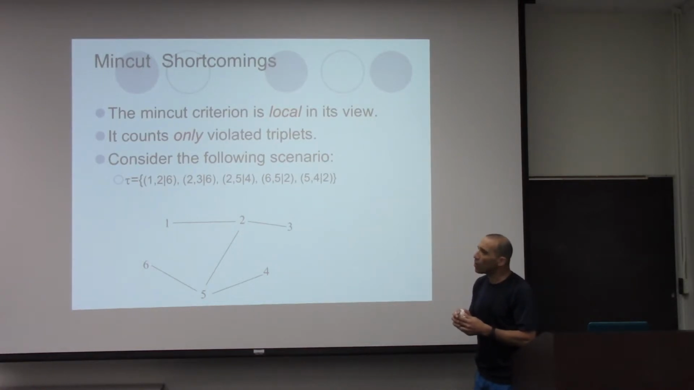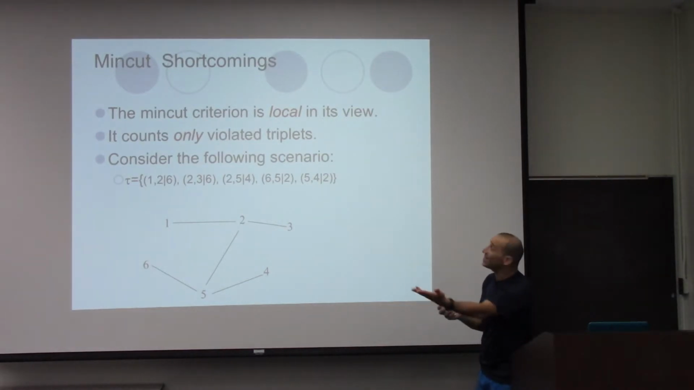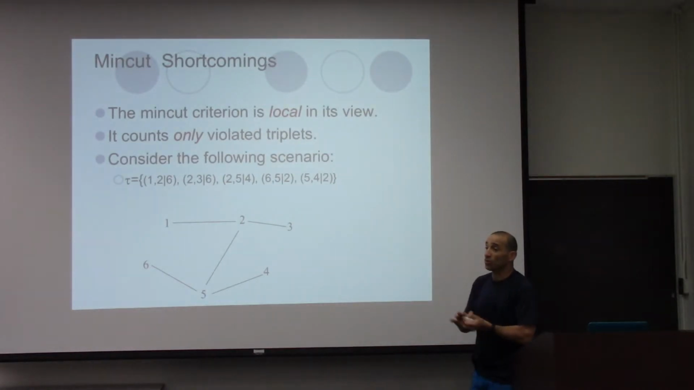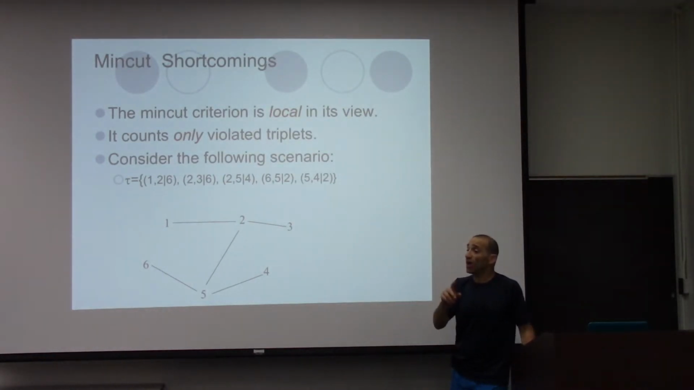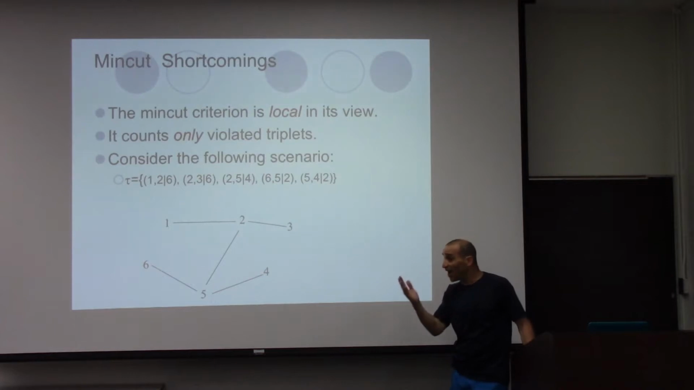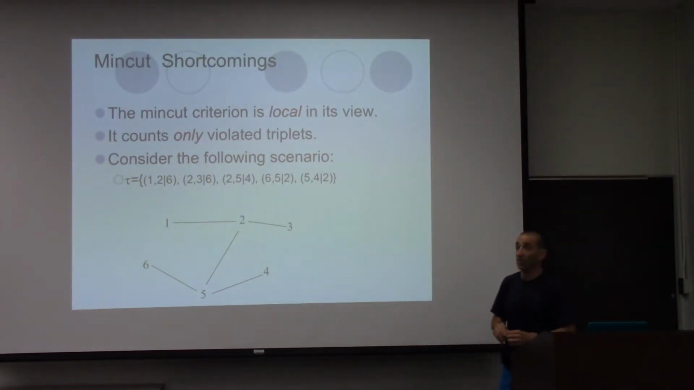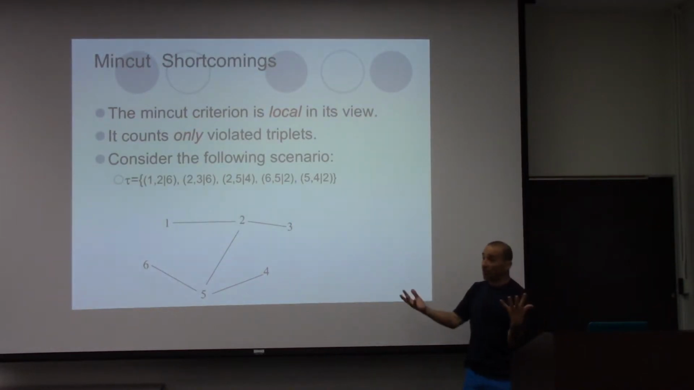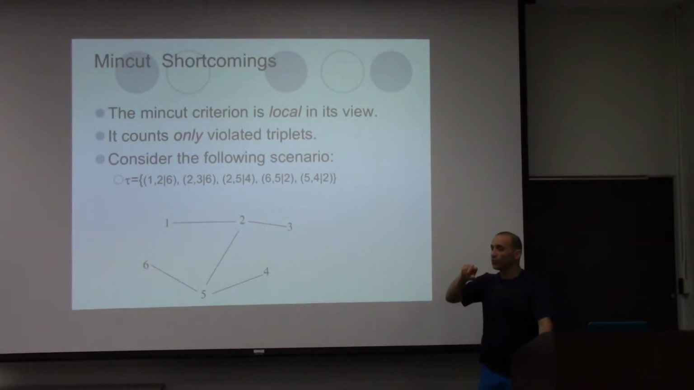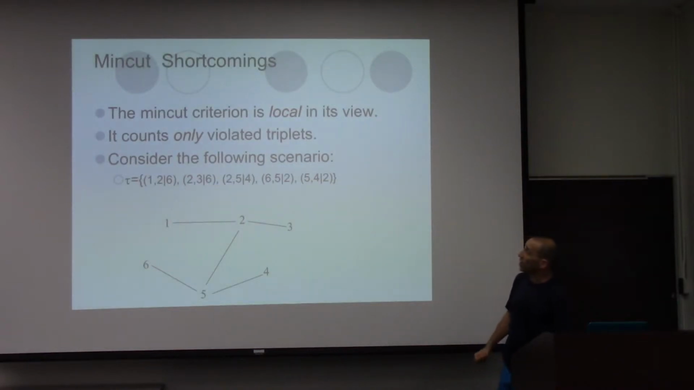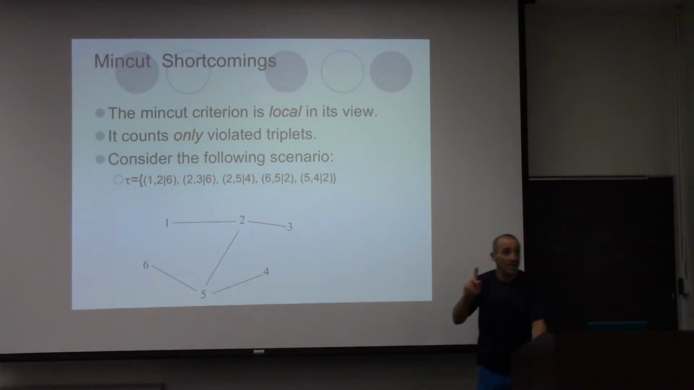Weight? Yeah, because it is min cut. Oh, so it is like I all the time say, it might be a multigraph. So if you have several triplets, 1, 2, 3, and 1, 2, 5, then 1 and 2 will have 2 edges. Okay? And in your graph, it will be just 1 edge with weight 2. Okay? So it counts only violated triplets.